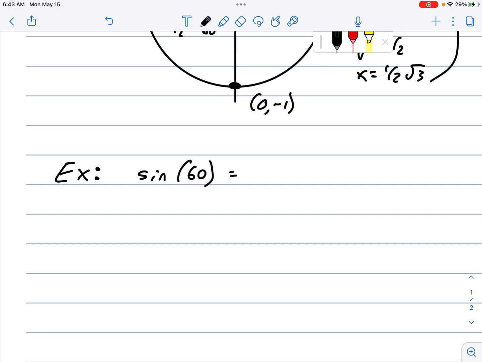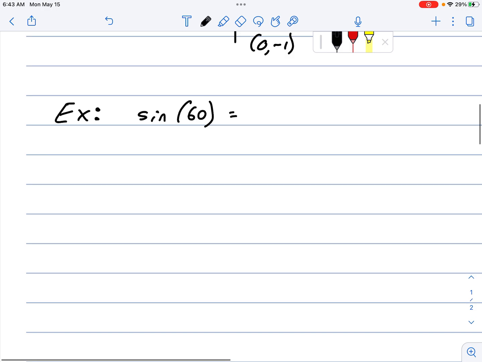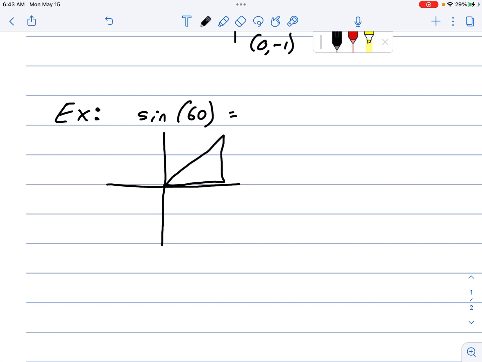On a quiz, I would ask you, evaluate sine of 60, no calculator. For here, there's only one answer, but eventually we'll see that there's a cyclic pattern, so your calculator can't really help you too much sometimes. Sine of 60, the first thing I ask is, what quadrant is that in? Well, that's in quadrant 1, so I draw the triangle in quadrant 1.